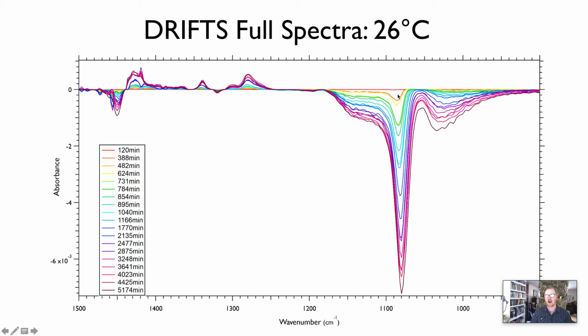And what's so cool is, you can see here, again, the red line means nothing's happened, but now you can see over time, this peak is growing in, and this peak here at about 1080 is unique to the nitrito isomer. What's happening here is that cobalt stretch where the nitrogen is bonded to the cobalt, and so that peak is disappearing. You can see negative values, right? That tells us the peak is going away.